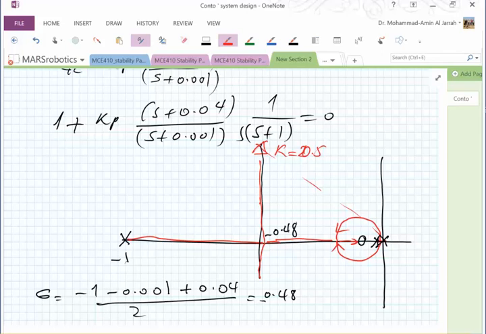Where's the other asymptote? Look here, where are the asymptotes? How many asymptotes do we have? Two. These are the asymptotes. This one and this one. We don't have any other. You want to invent a new one? Fine.